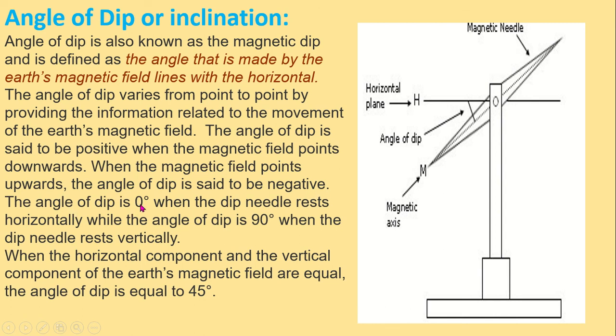The angle of dip is 0 degree when the dip needles rest horizontally, while the angle of dip is 90 degree when the dip needles rest vertically. When the horizontal component and the vertical component of the Earth's magnetic field are equal, the angle of dip is equal to 45 degree.